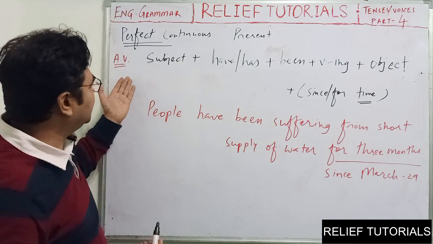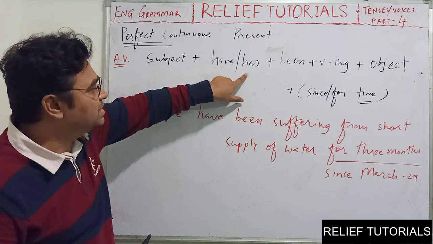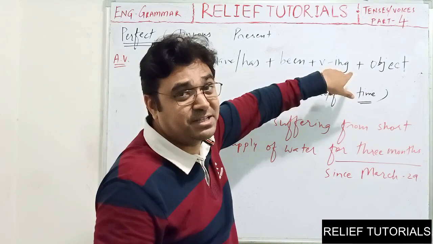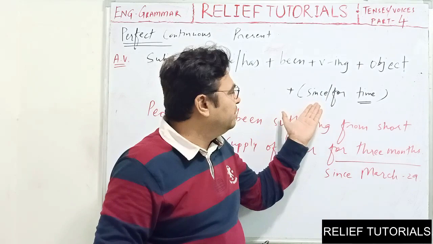So here we have the active voice. It has got only active voice. No perfect continuous tenses have passive voices. So only active voice: subject, have or has in present tense, been, then verb with ing, present participle form of the verb, object, and a very important thing, this tense will definitely go with a time expression headed with since or for.